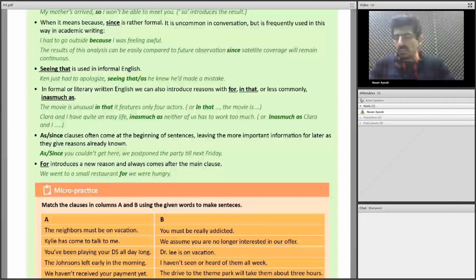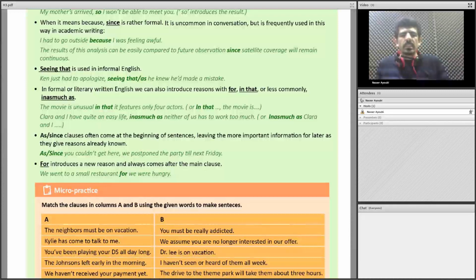In that, like the others, means because, since, for the reason that. Clara and I have quite an easy life, in as much as neither of us has to work too much, or in as much as Clara and I don't have to work too much, we have quite an easy life. More examples.